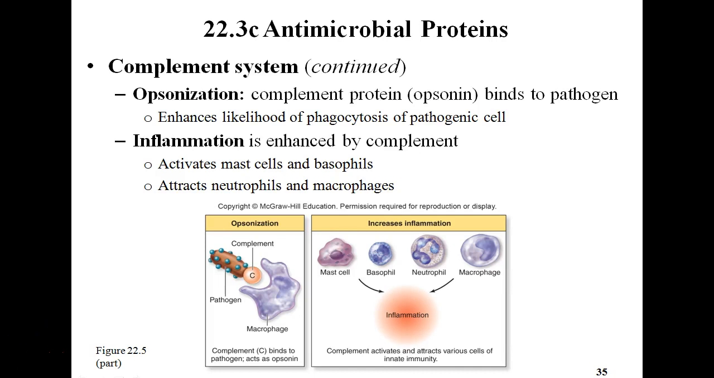In the lower part of this diagram, we see the process of opsonization occurring. Opsonization is the binding of a protein called opsonin to an antigen in order to make it more likely that the antigen will be engulfed by phagocytic cells. Inflammation is going to be enhanced by complement. This inflammation is going to activate mast cells and basophils, and it's going to attract neutrophils and macrophages, which we might recall have phagocytic activity.